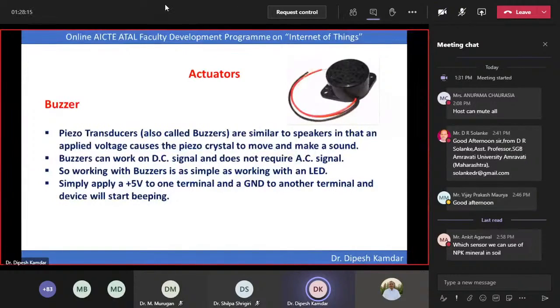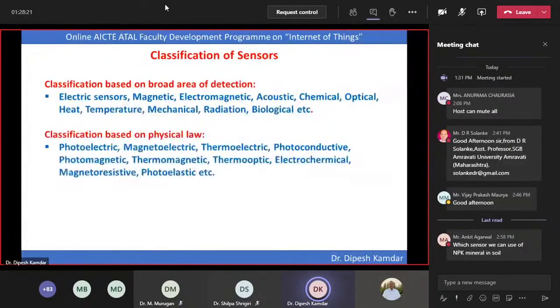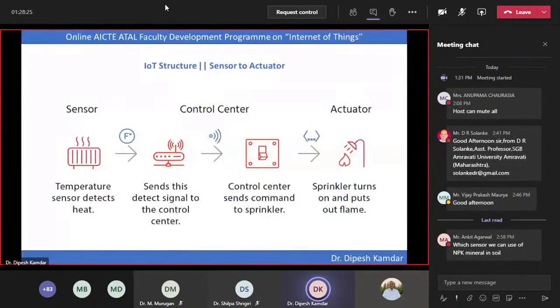Okay, so basically, actuator. So I will just go back to the basics. The actuator is again a kind of transducer. Whatever sensing quantity we have taken, from that we need to take some decisions. Once we take some decisions, then the actuator needs to act.